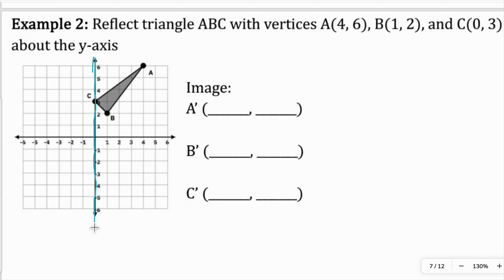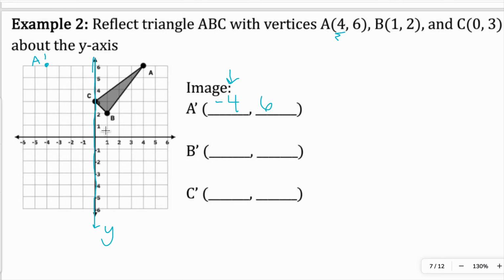Again, I'll try my best to label that well. A prime is now 4 steps away, 1, 2, 3, 4 from the y-axis. That'd be 1, 2, 3, 4 on the other side, and that new point is -4, 6. Notice that I was at 4, 6, and now I've changed to -4, 6.